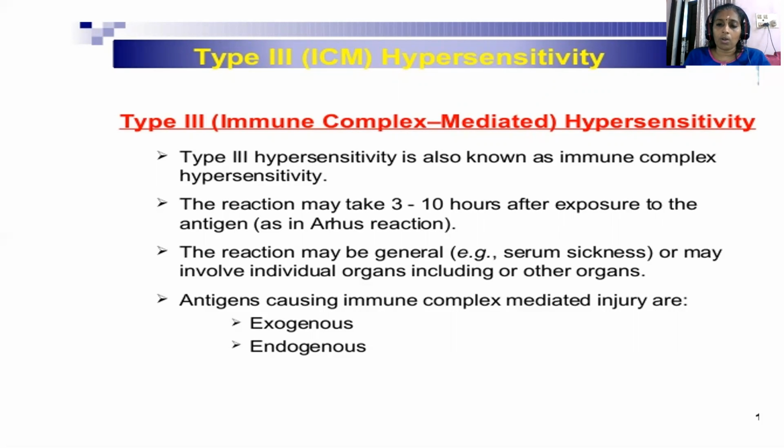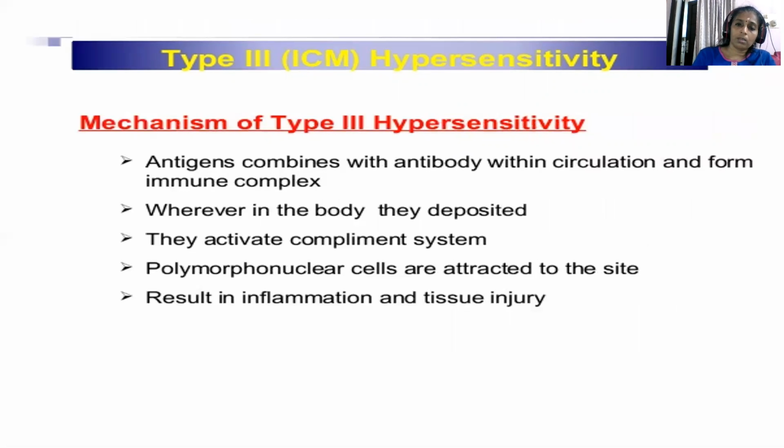Antigens causing immune complexes are exogenous and endogenous. There are two types of antigen which can cause immune complex reaction. One is exogenous antigen, the other one is endogenous antigen. Here the antigen combines with antibody within the circulation and forms immune complexes.